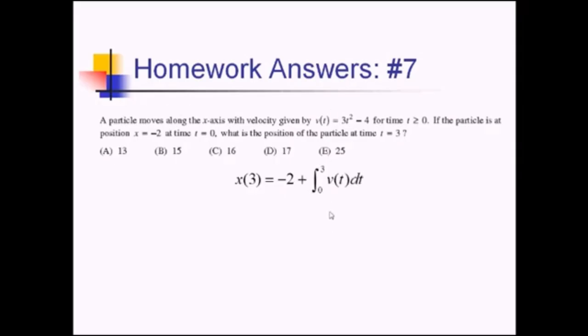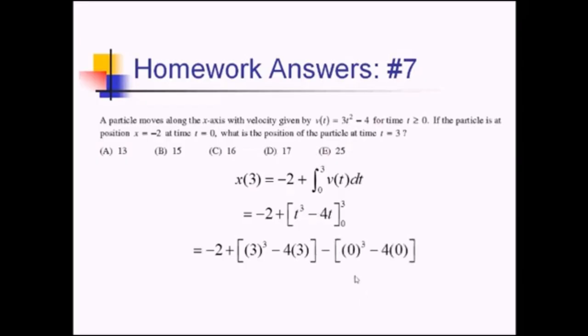But this was a no calculator question, so we had to do this by hand. Antiderivative of v, that's going to be, let's see, t cubed minus 4t, all integrated from 0 to 3. So this is -2 plus, and now all this stuff with 3 plugged in, minus all this stuff with 0 plugged in. The good news is that all this stuff with 0 plugged in is just 0. So we just have -2 plus this first bracket. This is inside here 27 minus 12, which is 15. So -2 plus 15, which comes out to 13. Choice A.